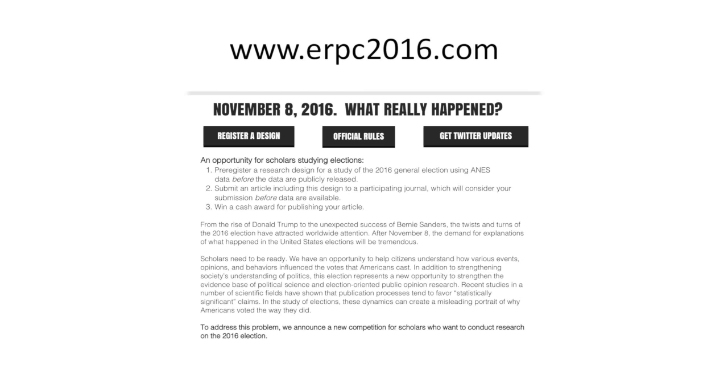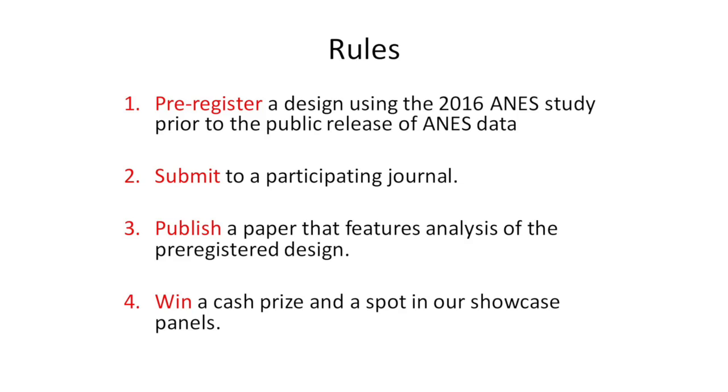That's the front page of our website. What really happened? We wrote that months ago. But in any case, there's a couple simple rules. So here's what it is. First, you pre-register a design. We work with the Center for Open Science. We have our own little corner of that world. We have a registry. You pre-register a design using the ANES study. And you can do it right now or for a couple months, and it's a lockbox. We're going to lock it the day that the American National Election Studies releases their data.